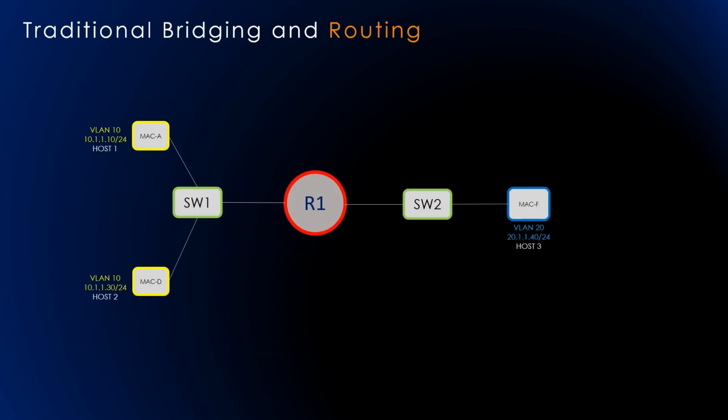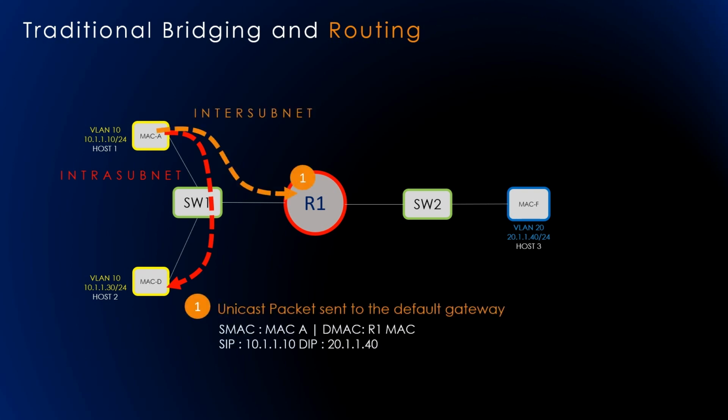So in the conventional network setup, when host 1 intends to establish communication with host 2 within the same subnet, it directly transmits the traffic through the layer 2 switch. However, in the case of communication between host 1 and host 3, known as inter-subnet communication, the packet destination MAC address is set to the default gateway router MAC address, while the destination IP address is configured as 20.1.1.40. Subsequently, the packet is routed based on the lookup in the routing table to reach the host.